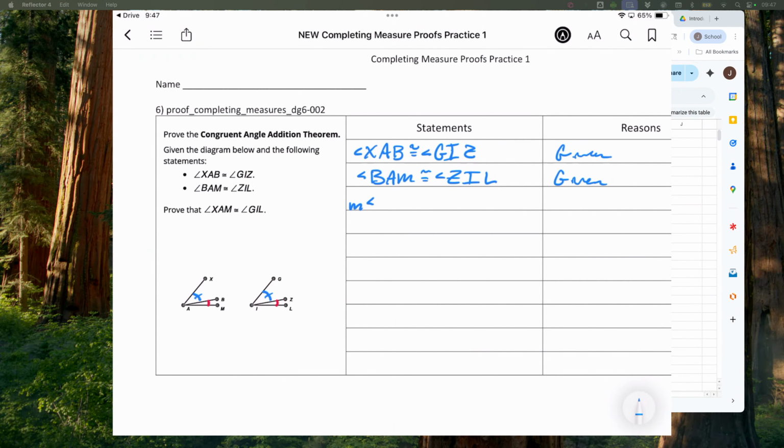So the measure of angle XAB is equal to the measure of angle GIZ. Definition of congruent. The measure of angle BAM is equal to the measure of angle ZIL. Again, definition of congruent.